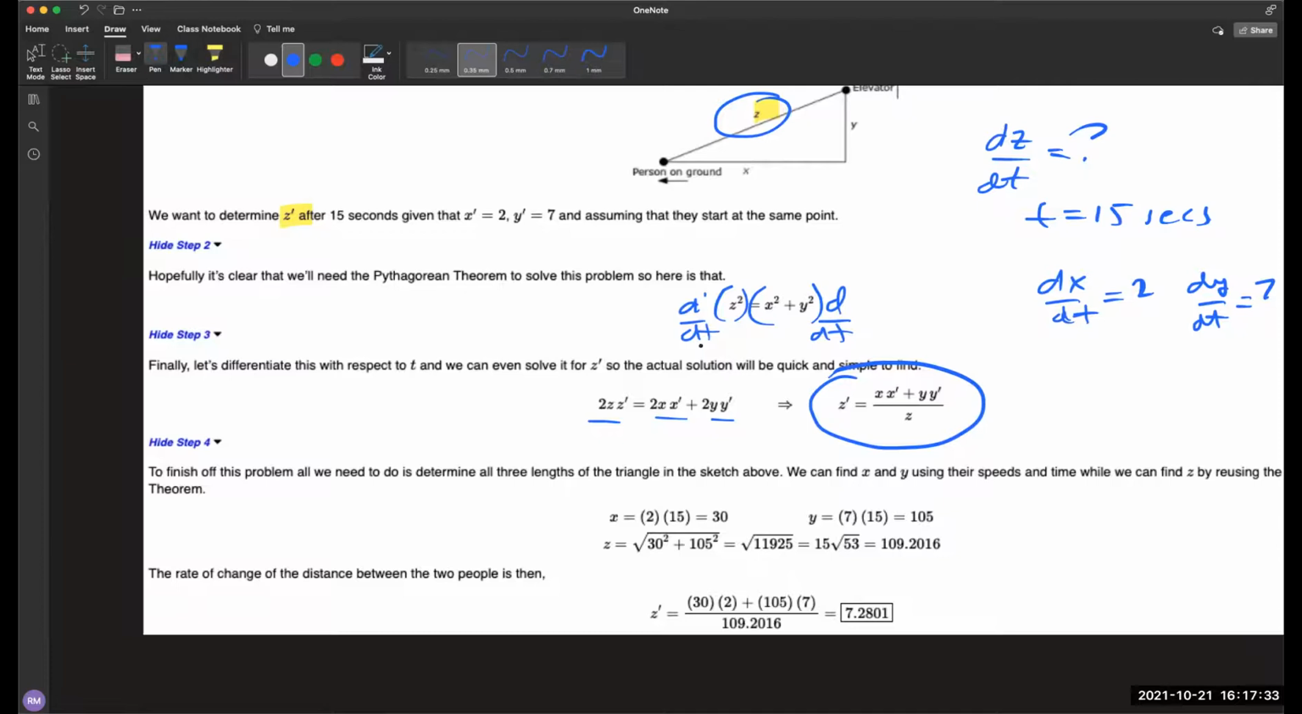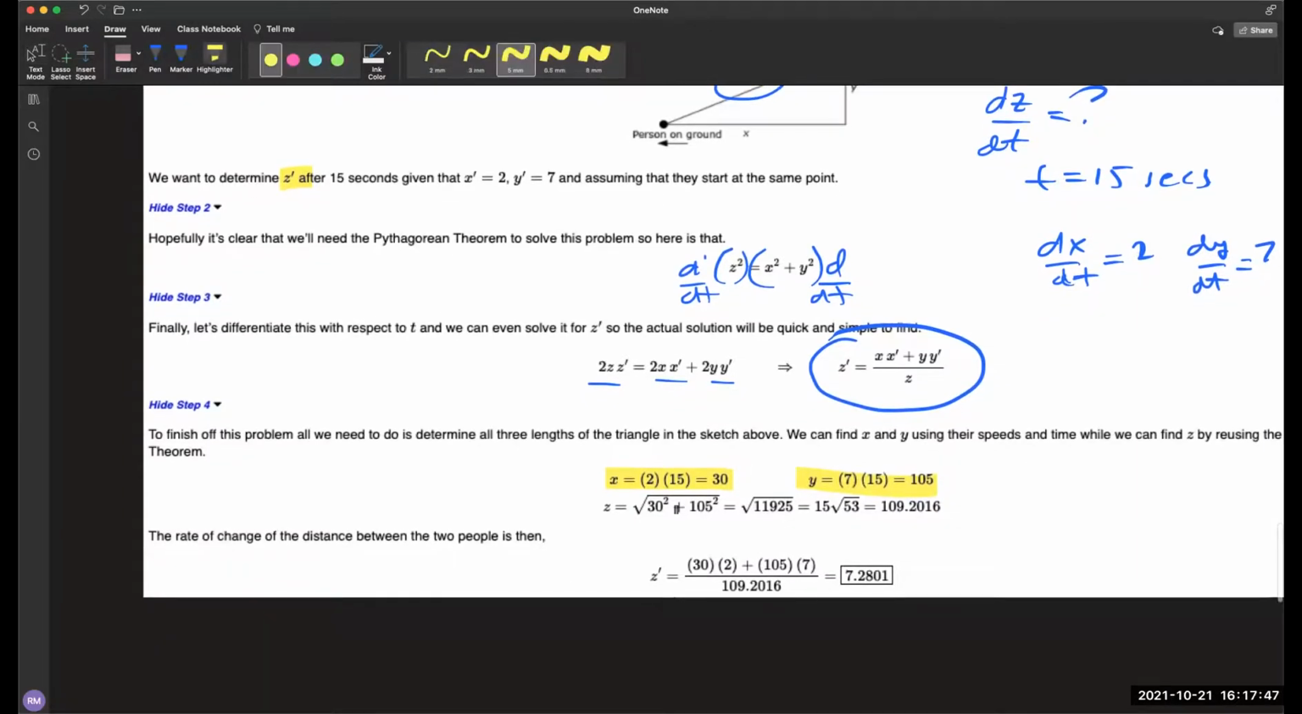And so to finish this problem off, you can see in this case, I know the distance at 15. So this is where students get a little confused, because they have to calculate that distance. X is equal to 2 times 15, or 30 feet. And then the Y is 105 feet. And once you have that at 15 seconds, I can then calculate Z, that distance. And now that you have all of those values, you then substitute into this here.